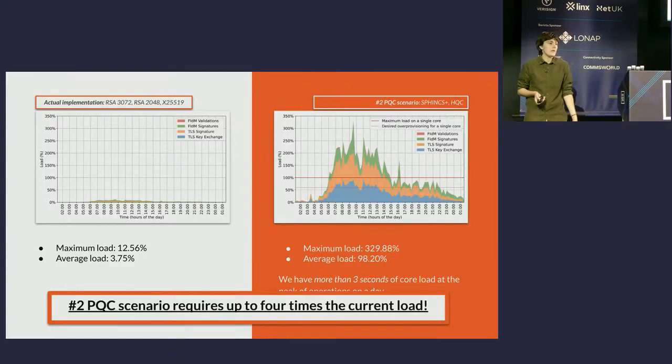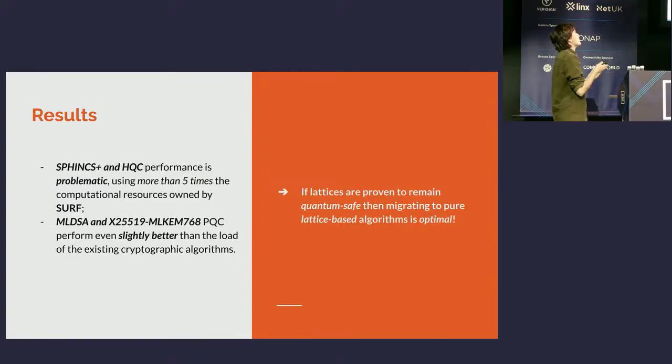So what does this mean? It means that if we were to use non-lattice implementations that are standardized by NIST, the PQC scenario requires up to 4 times the current load that is being taken up by SURF. So as we mentioned, SPHINCS+ and HQC performance is very problematic because it uses more than 4 times the computational resources owned by SURF. And ML-DSA and the hybrid key exchange mechanism perform slightly better than the already existing cryptographic standards. So if lattices are proven to remain quantum safe, then migrating to them is the best choice, if they are safe.